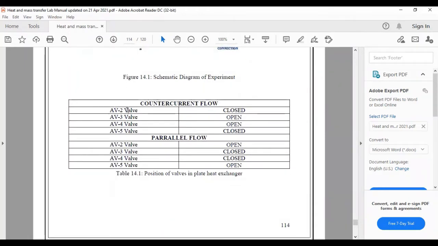When you close valve 2 and valve 5, and you open valve 3 and 4, then it will be anti-parallel flow. And when you open valve 2 and 5, and you close valve 3 and 4, then it will be converted to parallel flow.